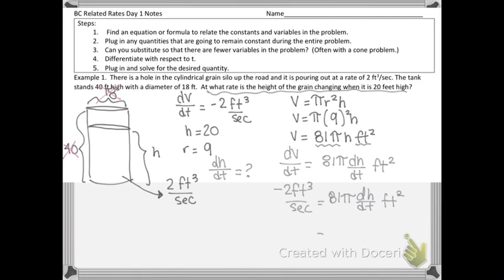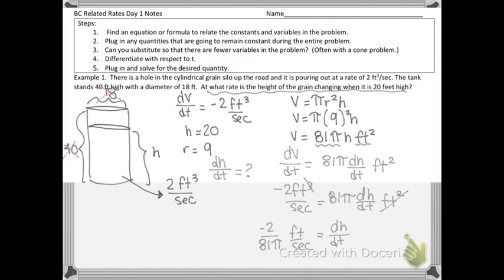So to get dH/dt by itself, I'm going to divide by that 81 pi feet squared. Actually, instead of dividing by feet squared, let's just cancel feet squared out of both sides. So canceling out that feet squared is going to reduce that cubed to just feet per second. So dividing by the 81 pi, I get negative 2 over 81 pi feet per second.